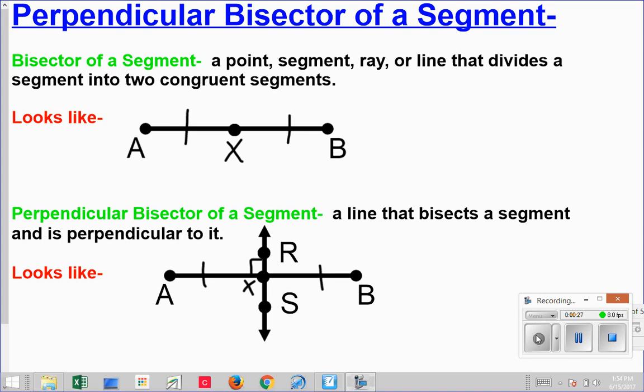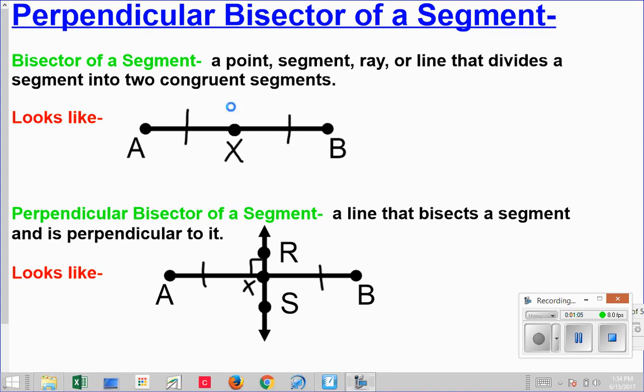So we can take a look at our diagram here. In this diagram, x is not only marked as the midpoint, we already know that term, x is the midpoint, but because it's a point that divides the segment into two congruent segments, point x is also the segment bisector, or the bisector of the segment. Or we could also say that point x bisects line segment AB. So there is what it looks like as a point, but a bisector could also be a line segment.